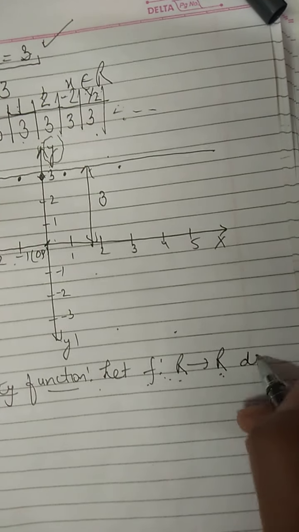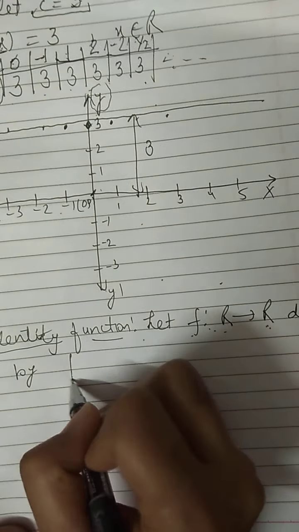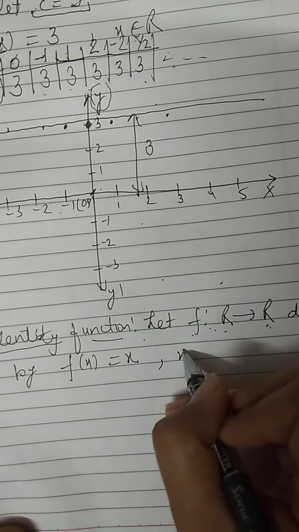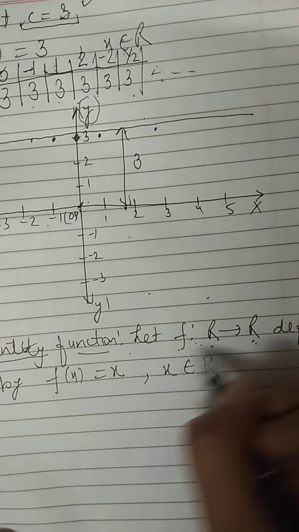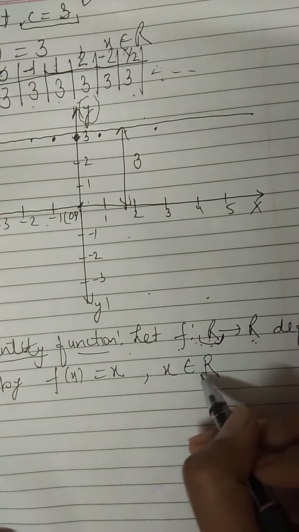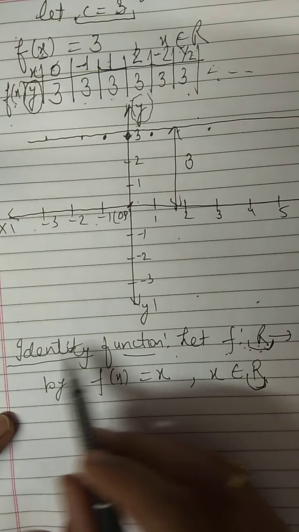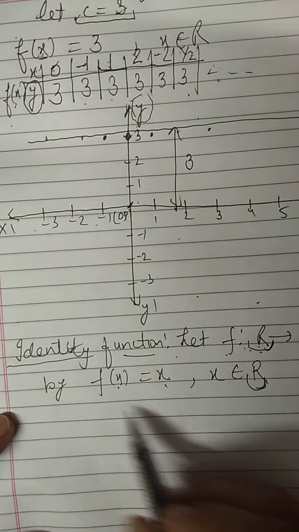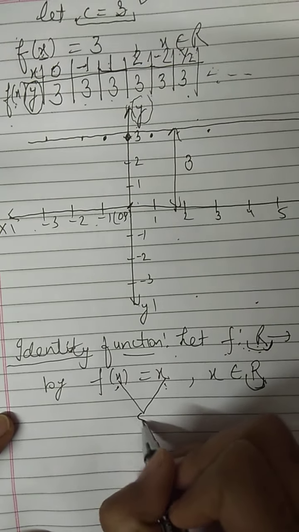F is a function defined by f of x is equal to x for all x belonging to the set of real numbers, because this x is coming from the domain. And what is the domain? Domain is the set of real numbers only. So what is happening? In the identity function, whatever I am giving to the function, the output is the same. So input and output both are the same.